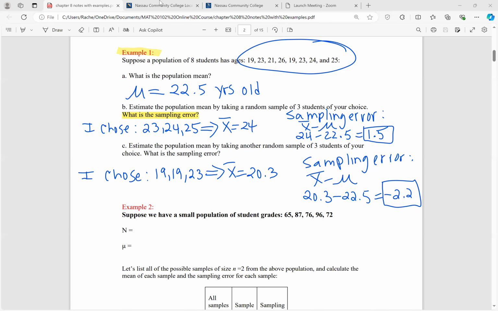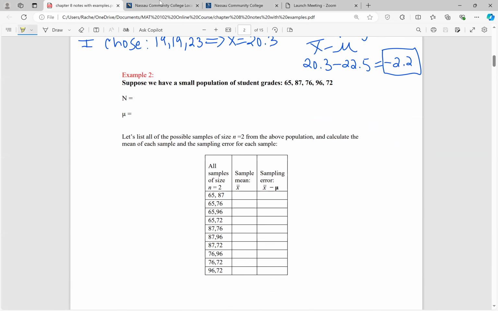Now let's look at example 2. It says, suppose we have a small population of student grades. We have a 65, an 87, a 76, a 96, and a 72. So the first two things that I want you to identify are N and mu. Remember, capital N stands for population size, and mu is the population mean.